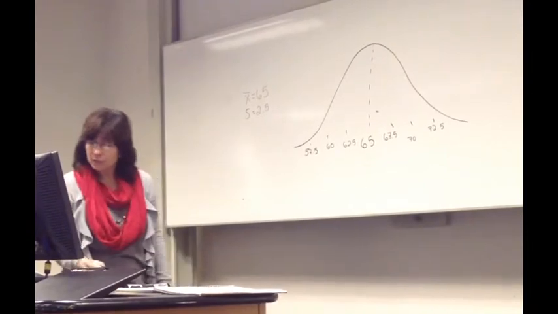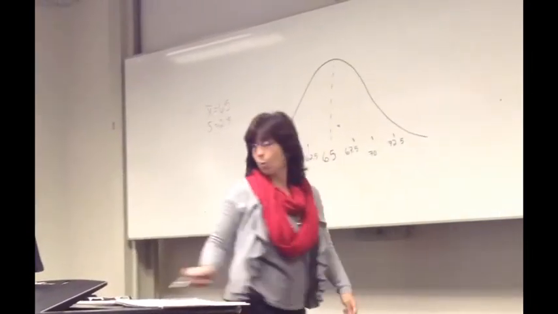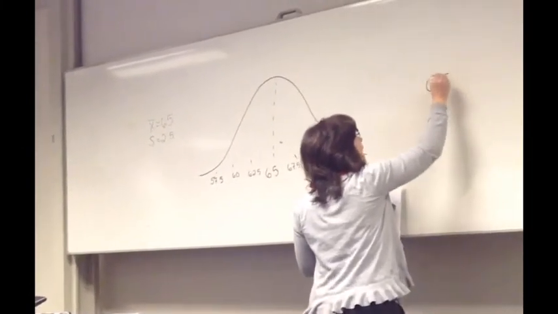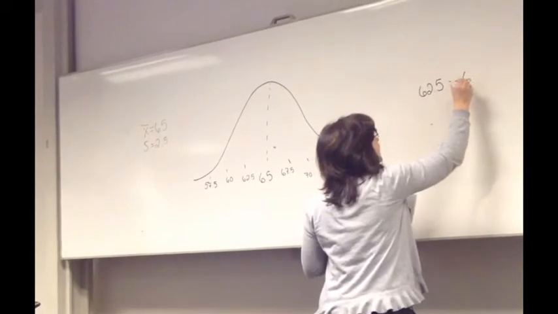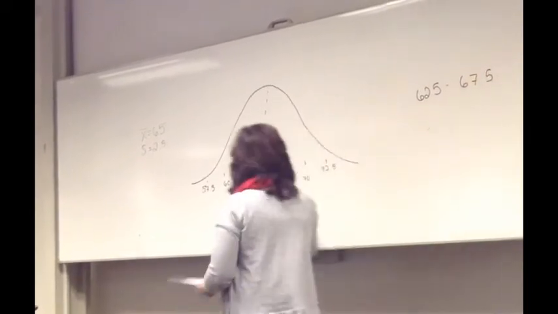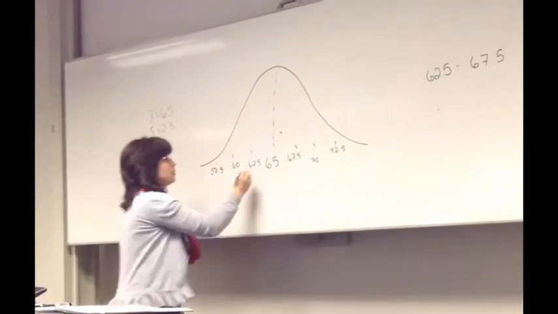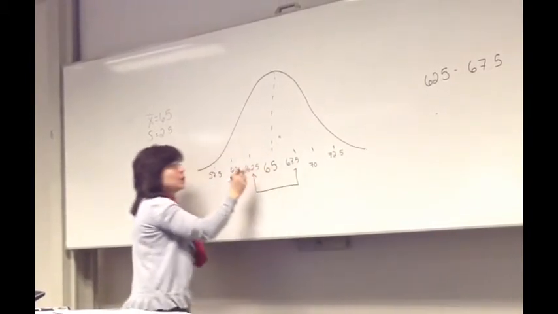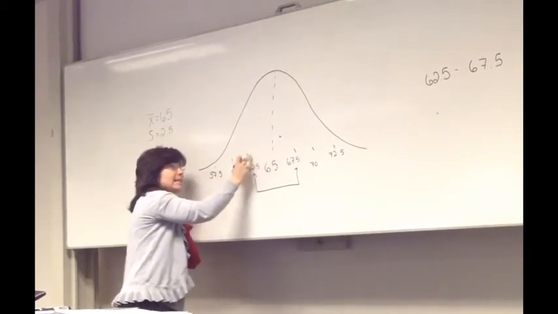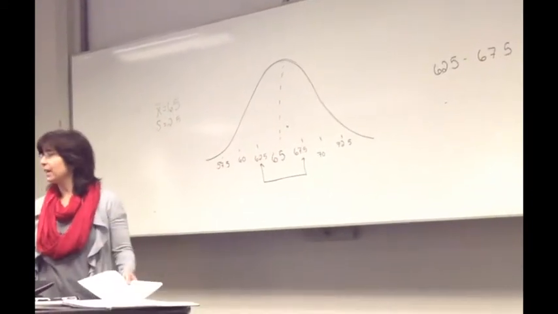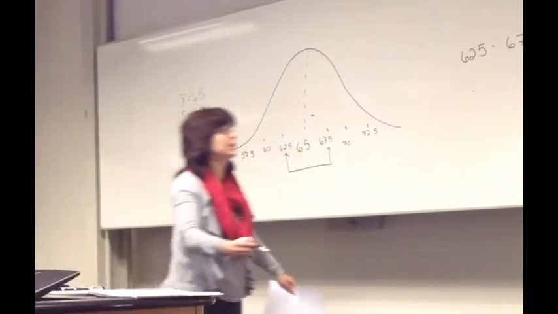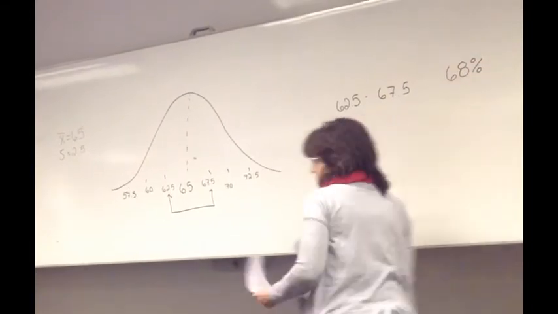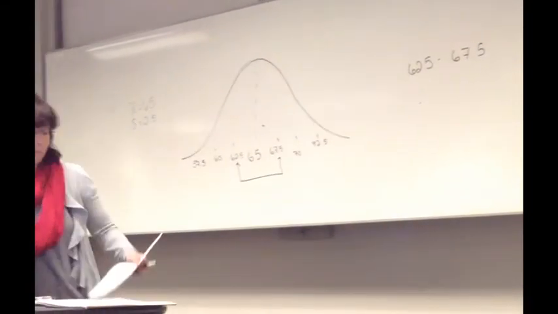So the first question says, what percentage of women have a height between 62.5 inches and 67.5 inches? So you're going to go to your distribution. 62.5 is here. 67.5 is here. You're going up 1 standard deviation and down 1 standard deviation. What percentage of data falls within 1 standard deviation? 68%. Okay. Any questions on that one?